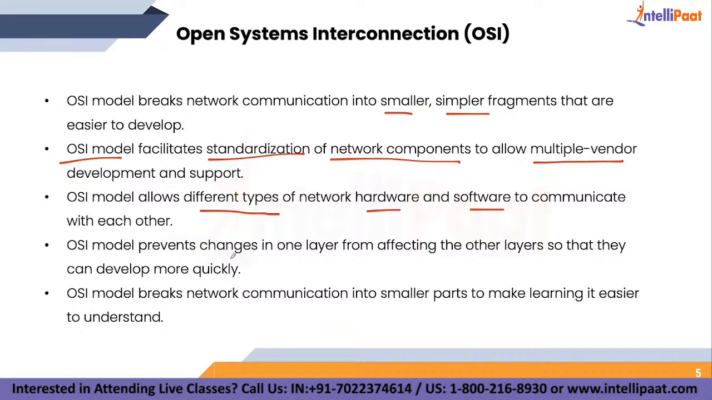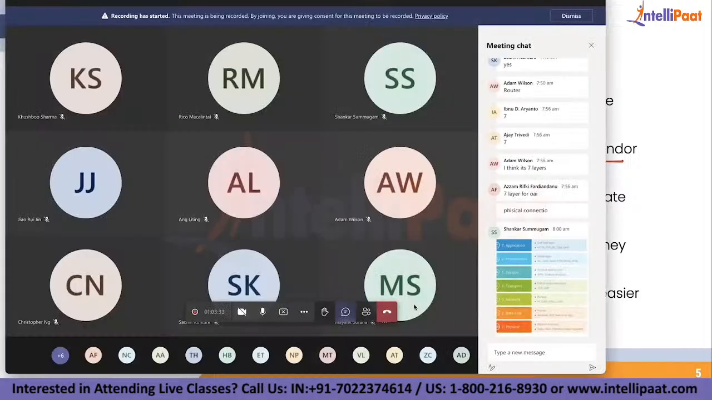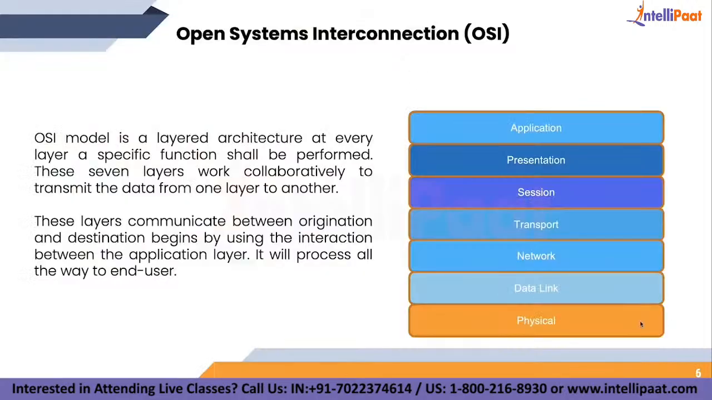The OSI model prevents changes in one layer from affecting the other layers, so that they can develop more quickly. The OSI model breaks network communication into simpler, smaller parts and makes learning easy. So that's what the OSI model is all about. Let's discuss each one of those layers.